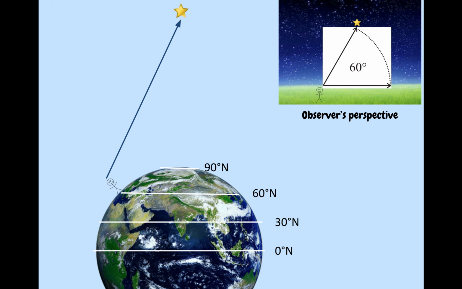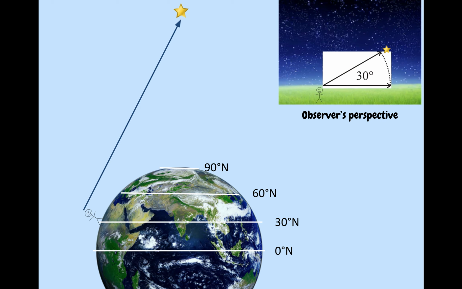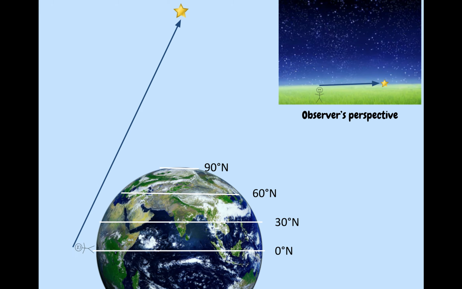If we move the person to 60 degrees north, to that latitude, you can see that Polaris is no longer directly above the person's head. It is at an angle. And that angle from the observer's perspective is 60 degrees. Now the star is only 60 degrees above the horizon. If we move our person south to the latitude 30 degrees north, that angle gets even smaller. And now from the observer's perspective, Polaris is only 30 degrees above the horizon. And finally, at the equator, the angle is so small that from the observer's perspective, Polaris appears to be right at the horizon.